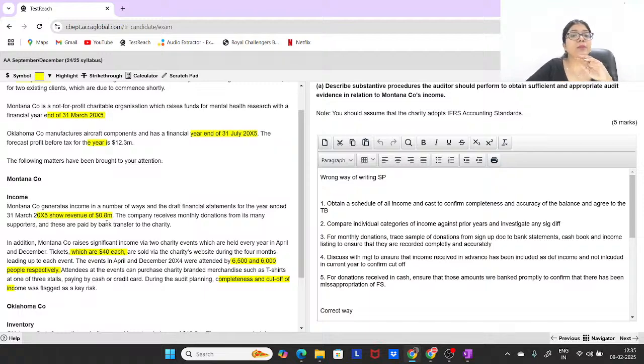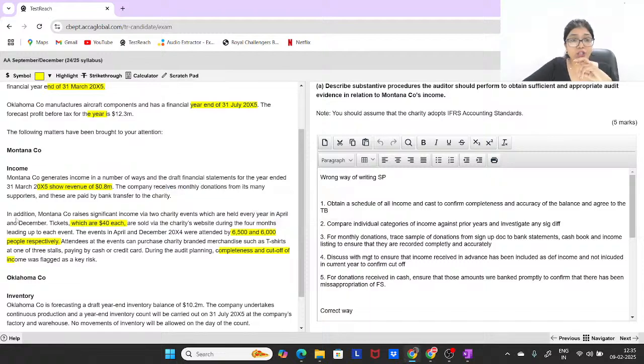The company receives monthly donations because it is a not-for-profit organization. Of course they won't have any direct income source. They will have income via donations from its many supporters, and these are paid by bank transfer to the charity. Now, in addition, this is one way in which they get their income, via the donations, and the other part is that Montana company raises significant income via two charity events which are held every year in April and December.